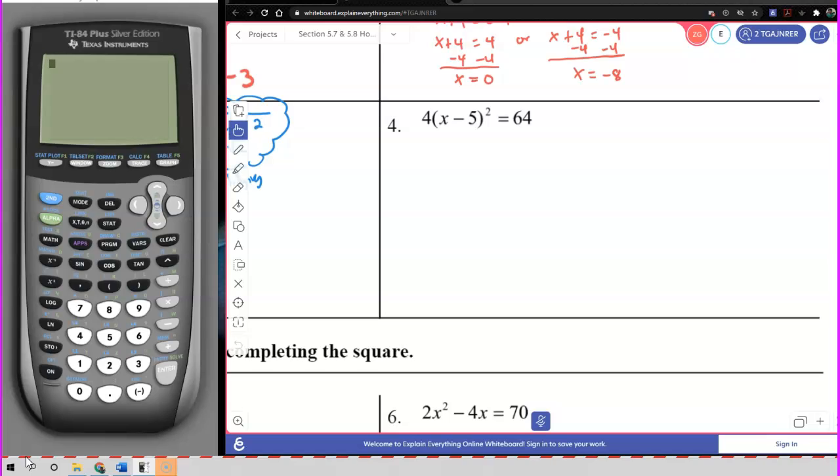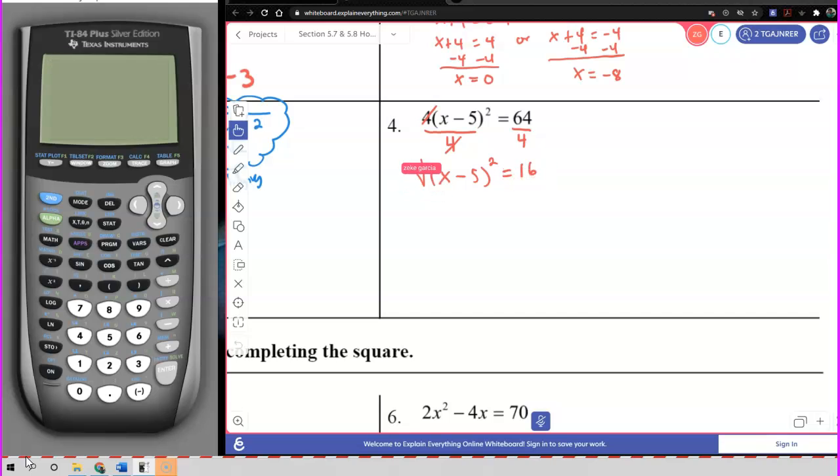So that has to be addressed. So how do you address that? What you're going to do is divide the left side by 4 and the right side by 4. So 4 divided by 4 is 1. So you're left with x minus 5 squared is equal to 64 divided by 4, which is 16.